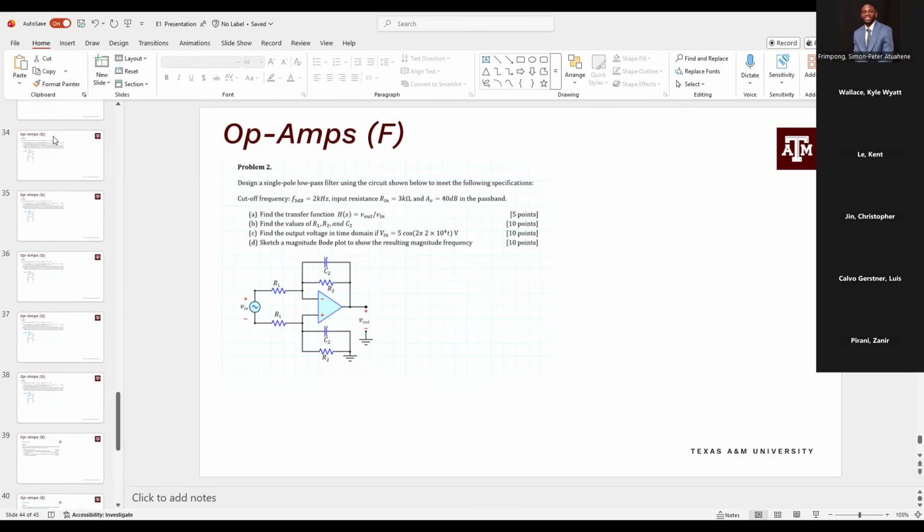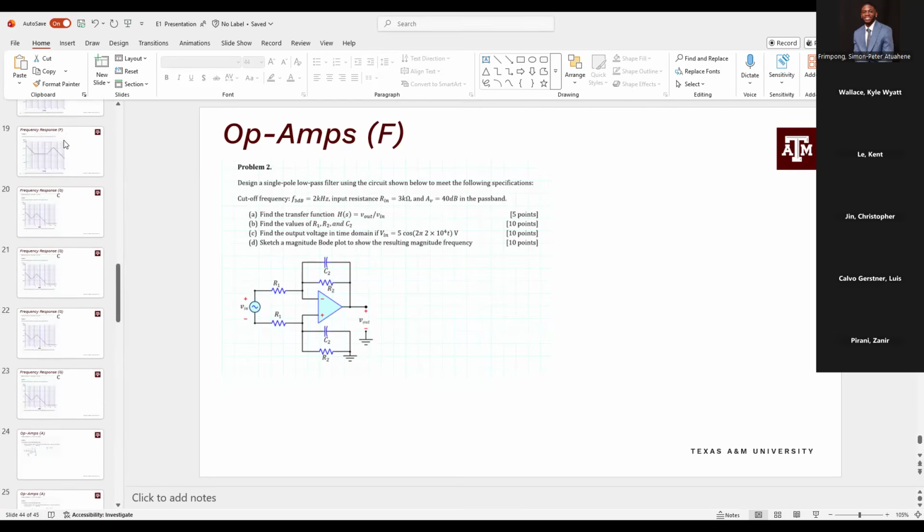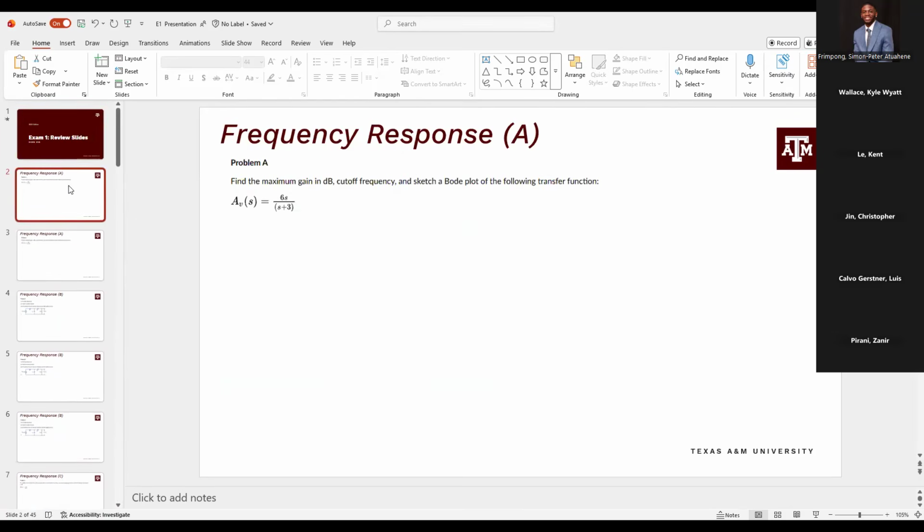Okay. Everyone can see my screen now? Okay. Awesome.